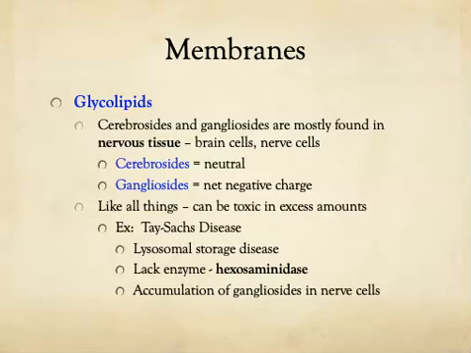Now, the only difference between a cerebroside and a ganglioside is charge. It turns out that in order for a glycolipid to be considered a cerebroside, it has to be a neutral molecule. And in comparison, gangliosides have a net negative charge associated with them. That's the only difference between those two types of glycolipid.